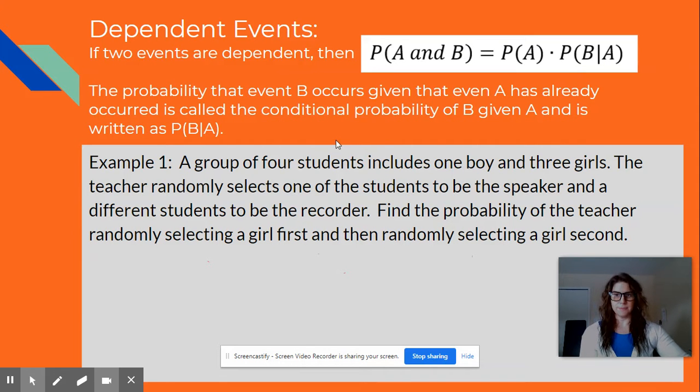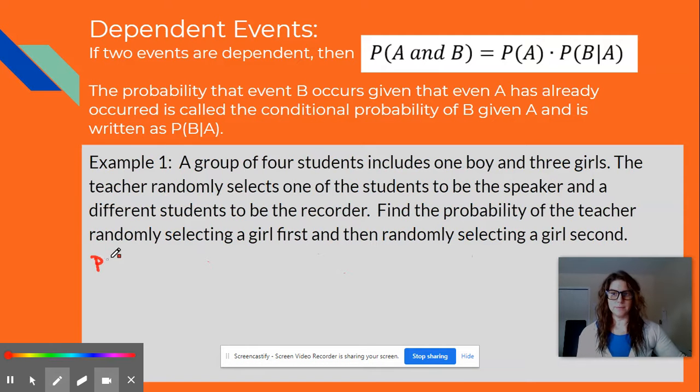Okay, so for this example, we have a group of 4 students, 1 boy, 3 girls. The teacher's randomly selecting one of the students to be a speaker and the second one to be a recorder. We want to find the probability that the teacher is randomly selecting a girl first and then a girl second. Okay, so if we walk through that one.